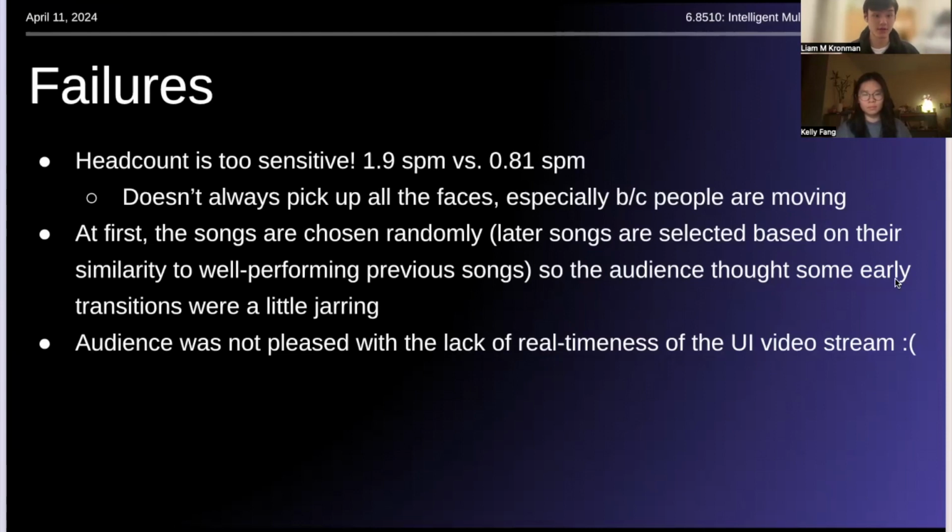And then finally, we also saw that audience members weren't as pleased as us as developers were with how fast our video stream was. They actually would have appreciated if the UI was always showing their face, not only when different frames are being taken and sent over to the Hume API. So in a future version, we plan to make it more real time.